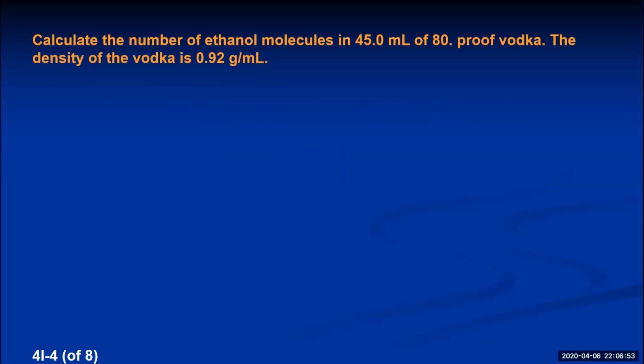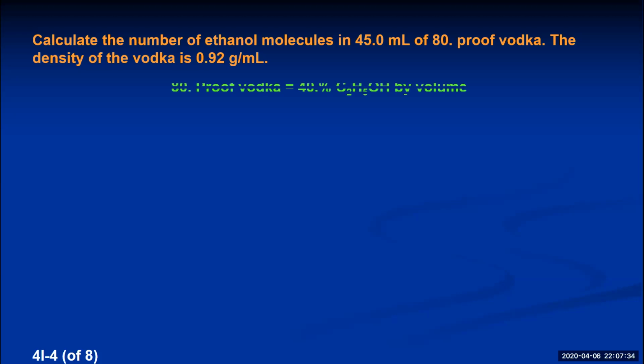Let's calculate the number of ethanol molecules in 45.0 milliliters of 80 proof vodka, and the density of the vodka is 0.92 grams per milliliter. Some of you may not be able to do this problem because you may not be familiar with this term proof. When you get to be 21, you'll find out that that's one way to measure the alcohol content in an adult beverage. And when you see the proof of an alcoholic drink, if you divide that number by 2, that tells you the percentage of alcohol in that particular liquor. So 80 proof vodka means that vodka is 40% alcohol by volume.